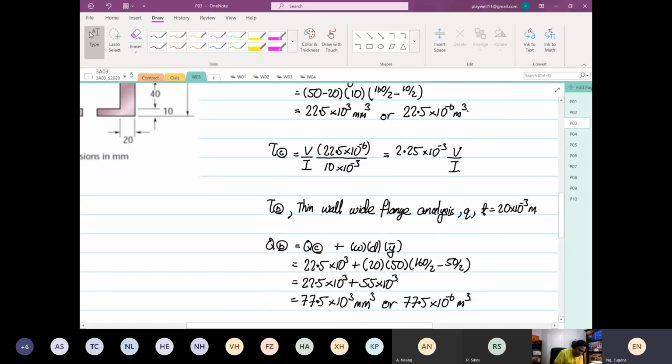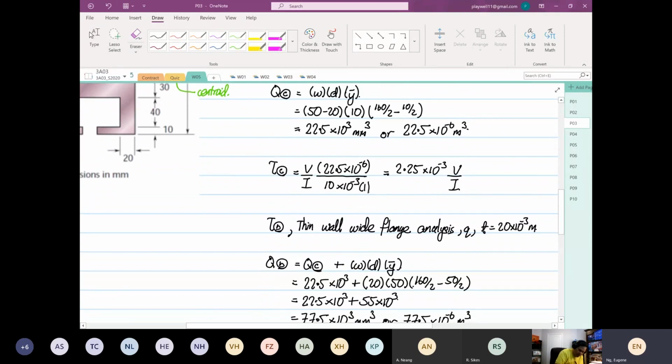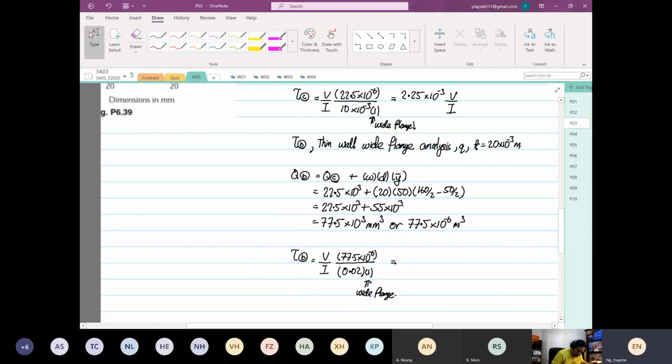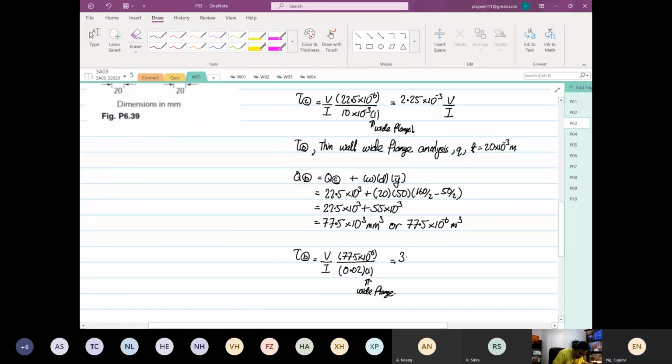Okay, so likewise, you need to do a 1 down here because it's wide flange. So from here, you get 77.5 power minus 6 divided by 0.02 divided by 1. You get 3.875, right? So V over I, 3.875 times 10 to the power minus 3 V over I. Okay, so let me check. 77.5 power minus 6 divided by 0.02 divided by 1.